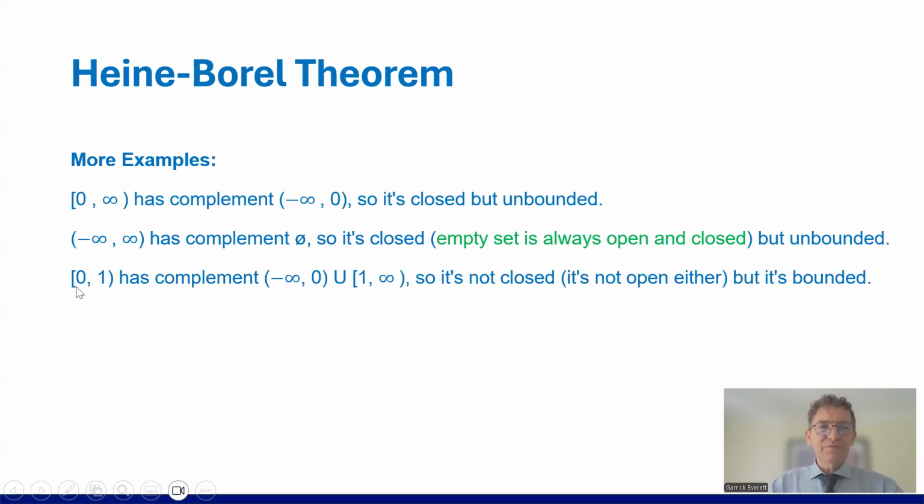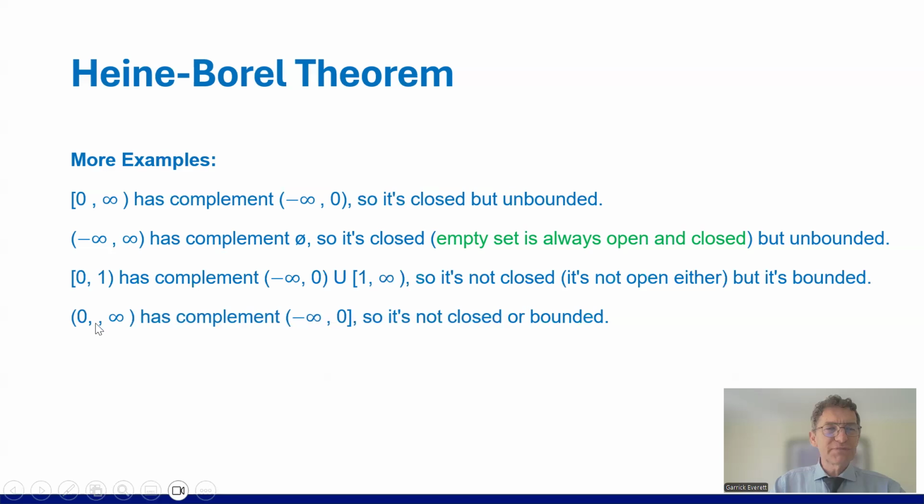[0, 1), where 0 is included, 1's not included, has the complement (minus infinity, 0) union [1, infinity). So it's not closed and it's not open either, but it's bounded. So that's a problem. If you're trying to say it's one type or the other, well, it's not.